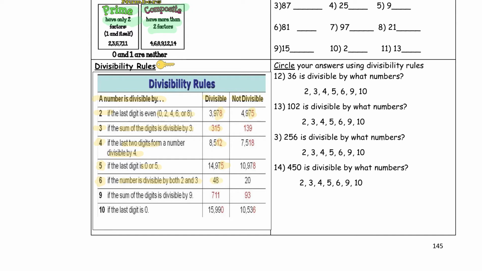These are examples here for divisible. A number is divisible by 9 if the sum of the digits is divisible by 9, very similar to the rule of 3. And a number is divisible by 10 if the last digit is a 0. All right, so now for numbers 12 through 14, you're going to circle the answers using the divisibility rules. Let's move on.